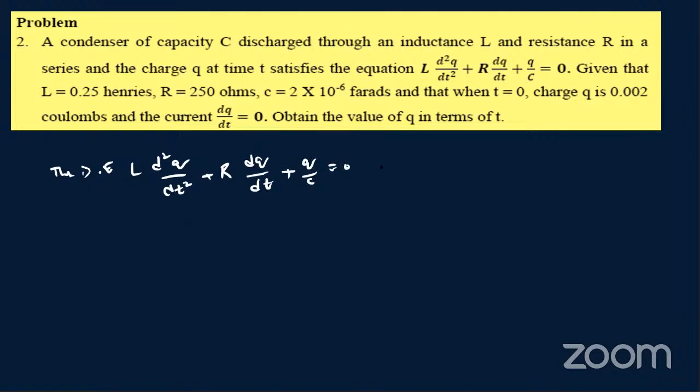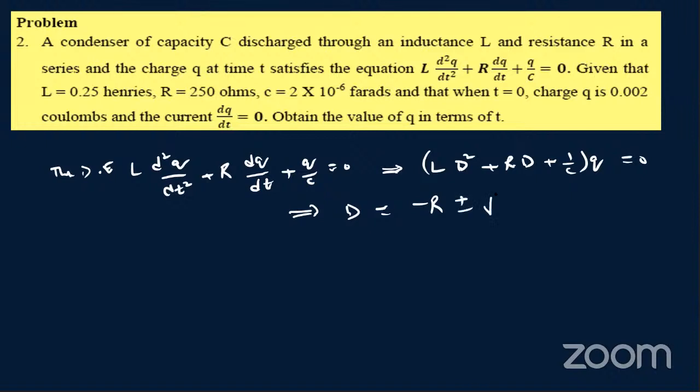Or this can be written as L d square plus R d plus 1 by C into Q equal to 0. Now taking the value for d, I'm using the quadratic equation rule: minus R plus or minus square root of R square minus 4AC, that means 4L by C, whole by 2A. 2A means 2 into L. I have used the formula minus B plus or minus square root of B square minus 4AC by 2A. With respect to this, d is given like this.